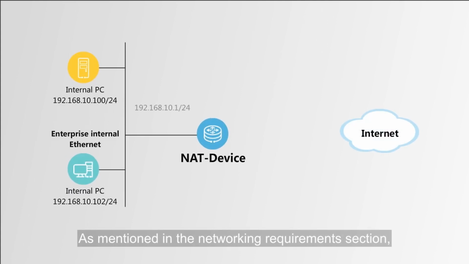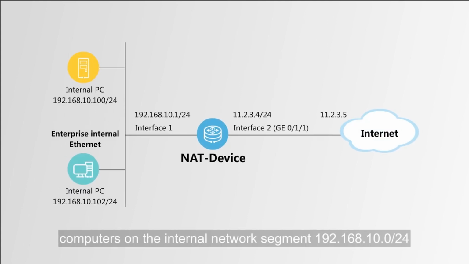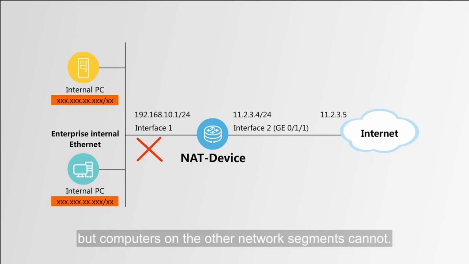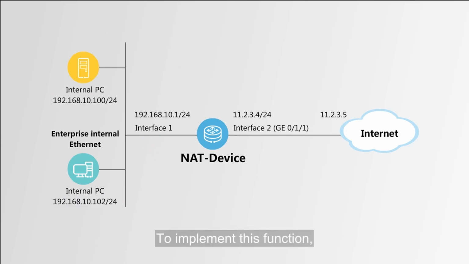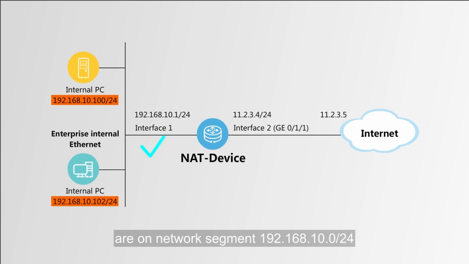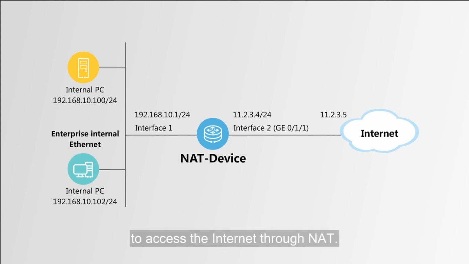As mentioned in the networking requirements section, computers on the internal network segment 192.168.10.0/24 can access the Internet, but computers on the other network segments cannot. To implement this function, configure ACL 3001 and enter the ACL view. Create ACL Rule 1 to only allow the users whose source IP addresses are on network segment 192.168.10.0 with the mask length of 24 to access the Internet through NAT.